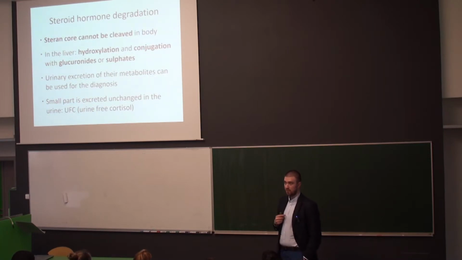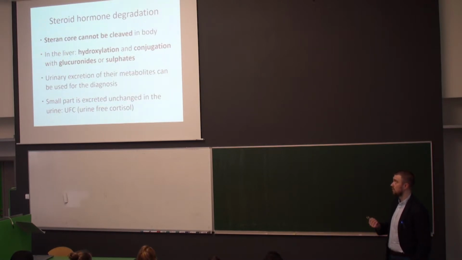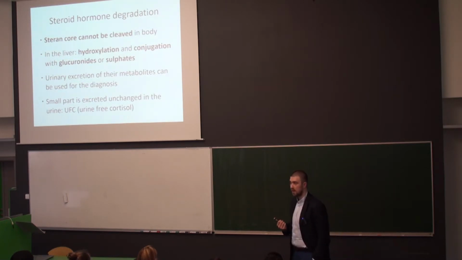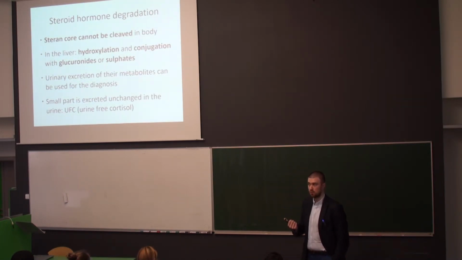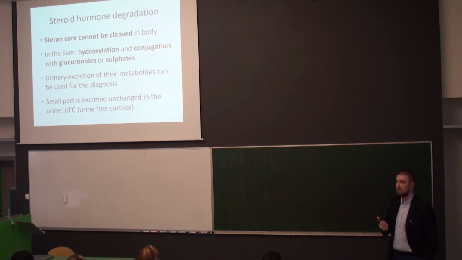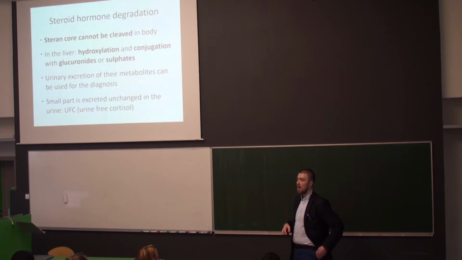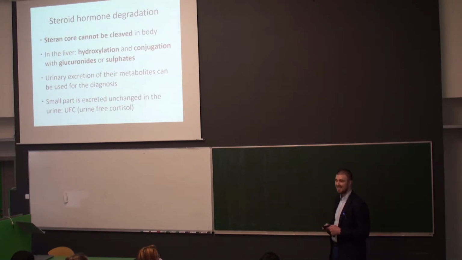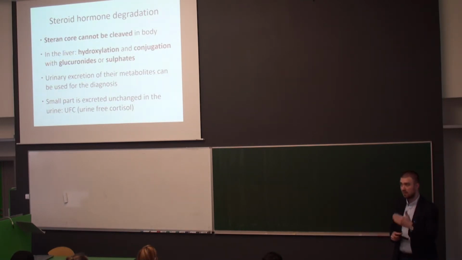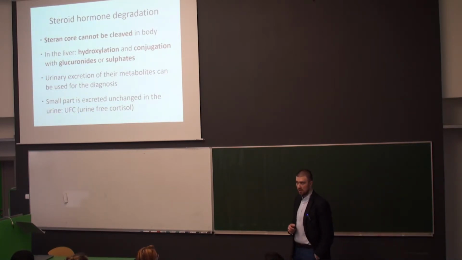About the degradation, several simple rules. The first rule is we cannot cleave the steran core in our body. That means that we must modify the molecule, but we cannot cleave the core. So typically what we do with a steroid hormone is that we modify the molecule by some hydroxylations, and then we conjugate it with something. And this something can be, for example, glucuronic acid, or it can be sulfates. And then these metabolites are excreted in urine, and in urine you can measure these metabolites.